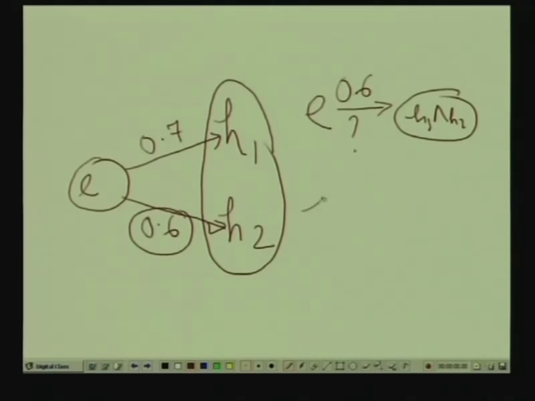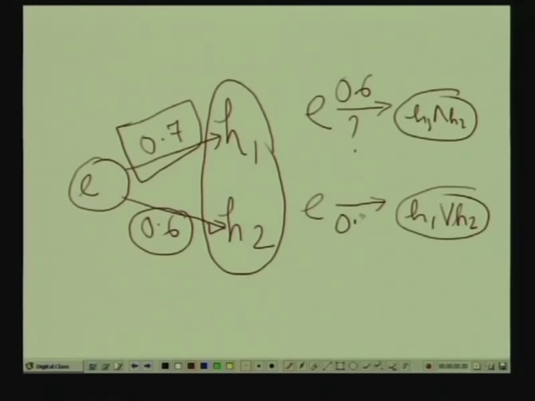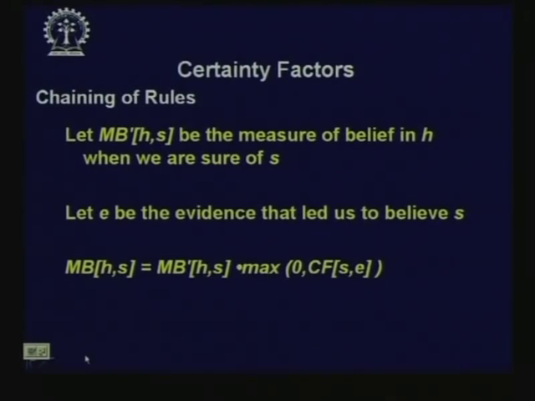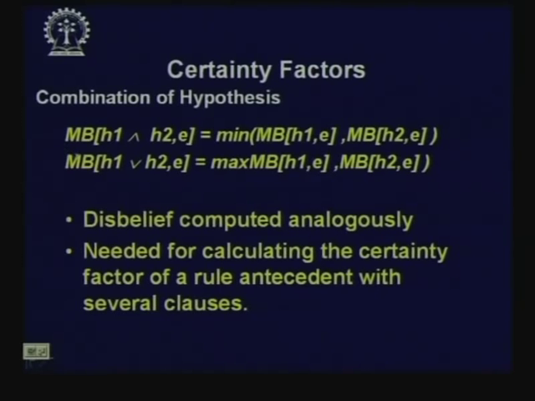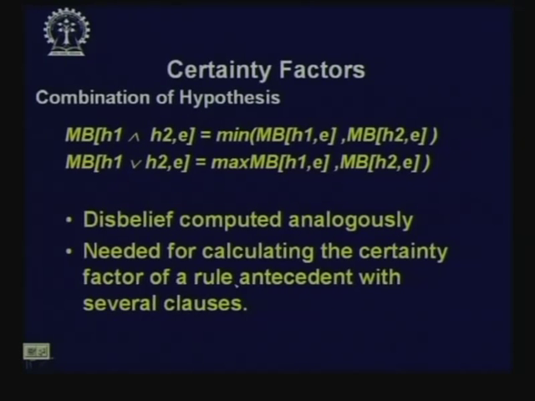Similarly, if I had taken OR, E implying either H1 or H2, then obviously the majority part will come here as 0.7. So that is the formula: the measure of belief of H1 and H2 will be the minimum of the individual beliefs. And the disjunction H1 or H2 will be the max of these two. Now, disbelief will be computed analogously, in the same way. In place of MB, it will be MD. Now, this is needed for calculating the certainty factor of a rule and rule antecedent where there are several clauses. We will see that later.